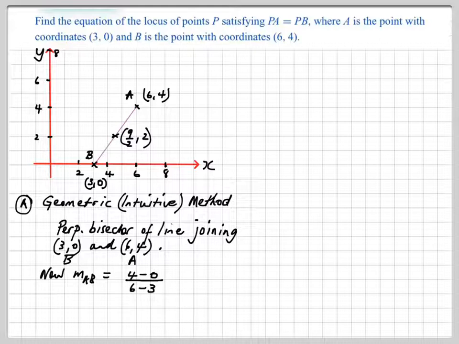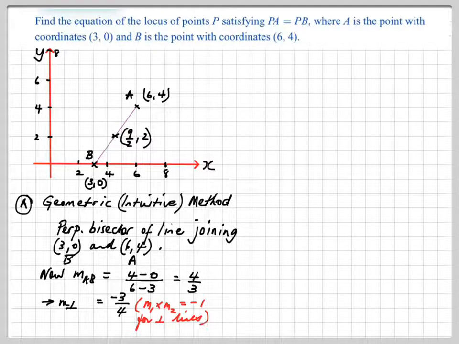So let's start with the gradient joining A and B. That would be, as I've written there, y1 minus y2 over x1 minus x2, and that comes to 4 over 3. So for a perpendicular line, we would know that it would have a gradient of minus 3/4, because m1 times m2 equals minus 1 for perpendicular lines. Now, I think we've got everything we need, because we've just got to plug that perpendicular line gradient, together with that midpoint, into an equation for a straight line, and we've got it, haven't we?